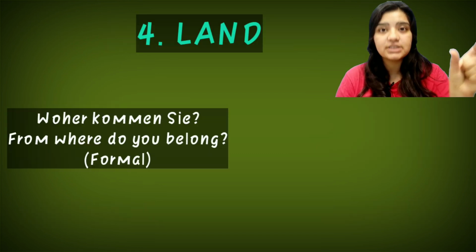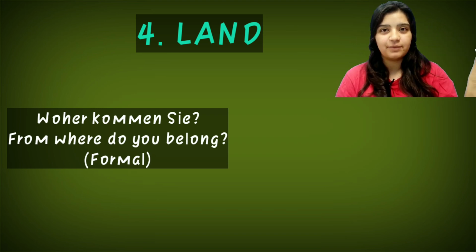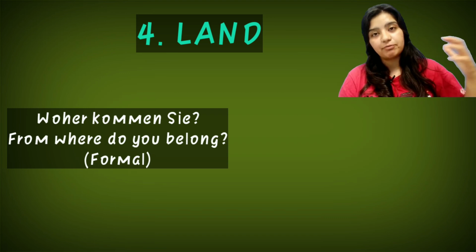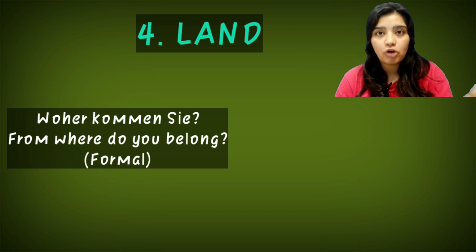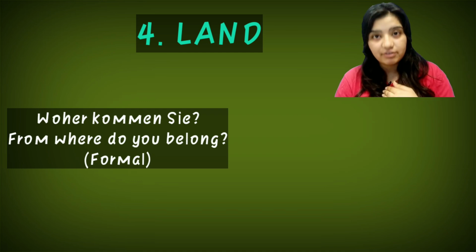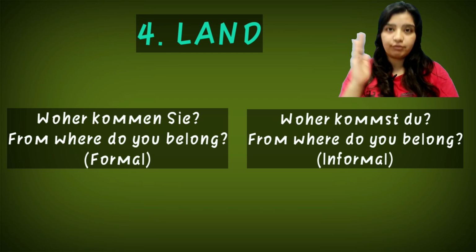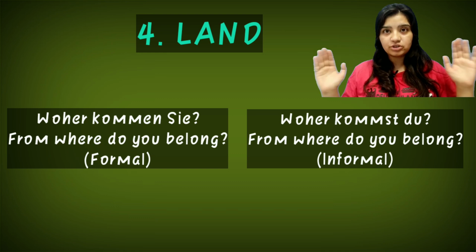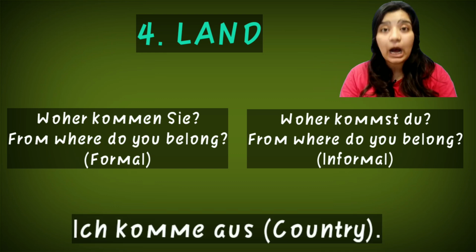Woher kommen Sie? Woher means from where. Kommen is to come from, actually, to come, and Sie is used for formal. So woher kommen Sie? Where are you coming from? That means where do you belong to? So here, woher kommst du? And in both the ways, the answer will be Ich komme aus.